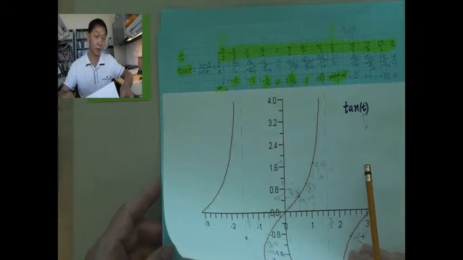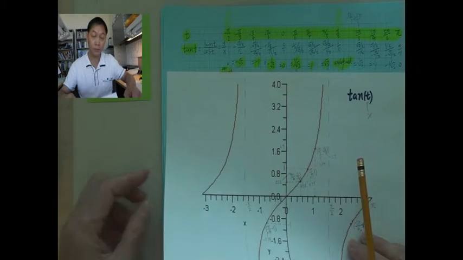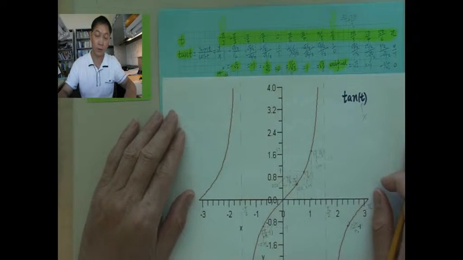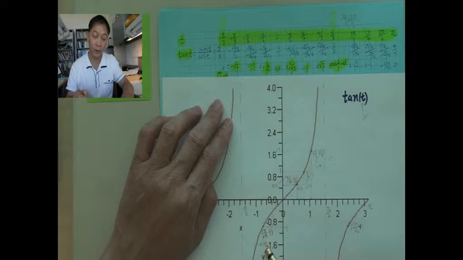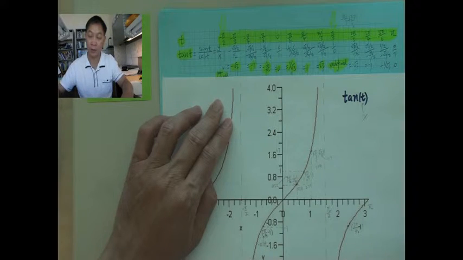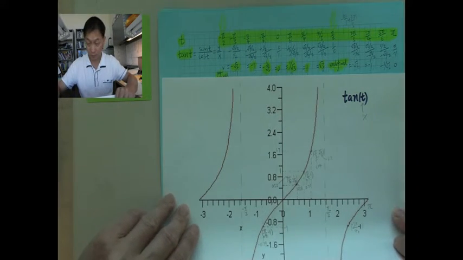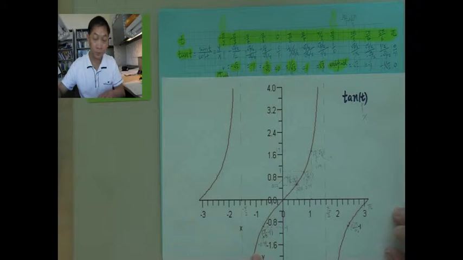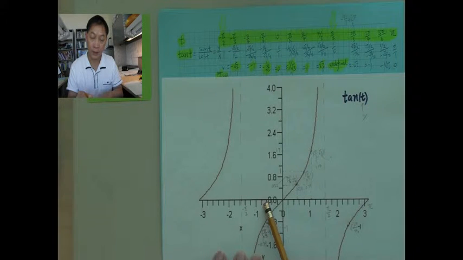Negative pi over 4 is approximately -0.79 or -0.8, and you can see it is right here. It's close to -0.8 because here is 0, here is -1. So 0.2, 0.4, 0.6, 0.8. So this point is on the tangent line.